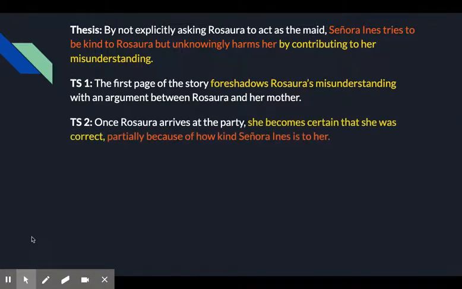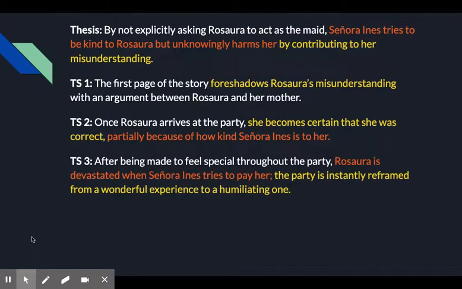So the second topic sentence is, once Rosaura arrives at the party, she becomes certain that she was correct, partially because of how kind Señora Inés is to her. So this paragraph is doing a couple things. It's building on Rosaura's misunderstanding from paragraph 1 by saying, well, she was misunderstanding things in the first paragraph, and now, well, she becomes certain that she was right. She's misunderstanding things even more deeply. And then I add in Señora Inés by saying, well, that happens partially because of how kind Señora Inés is to her.